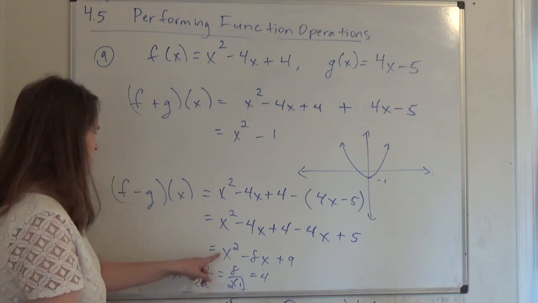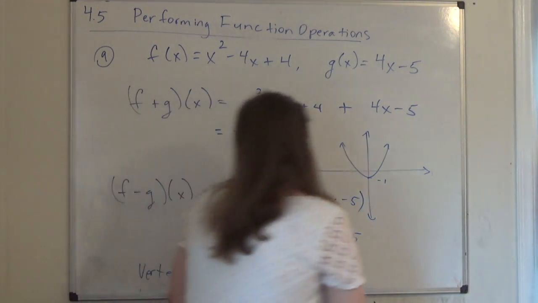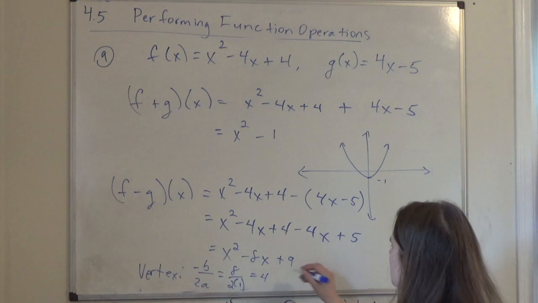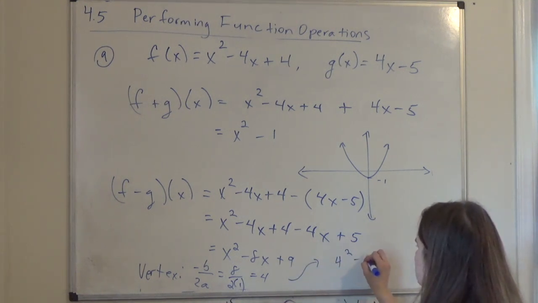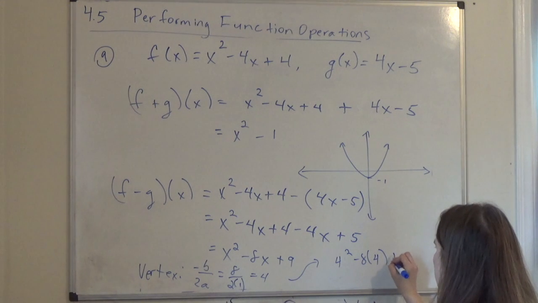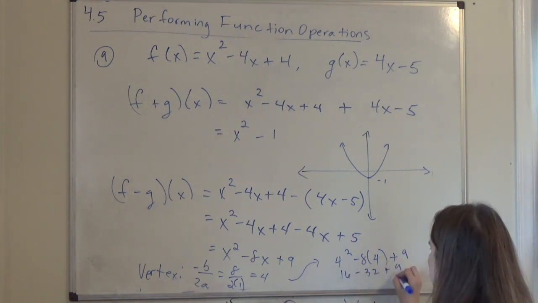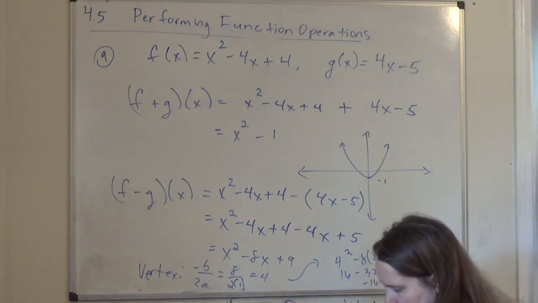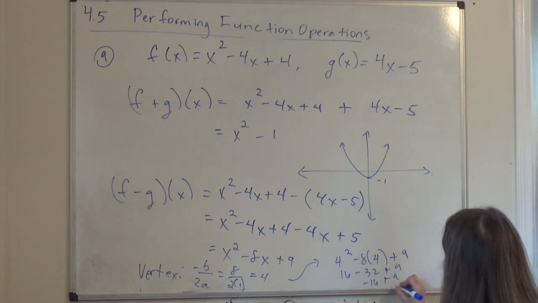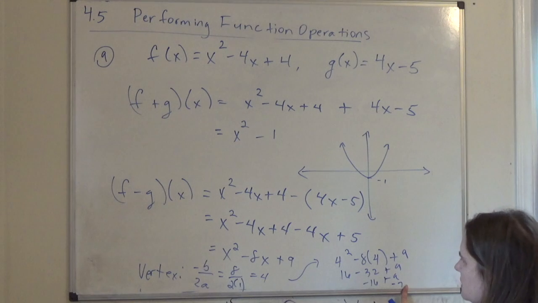Substitute 4 here for x. So substituting the 4 in here, I've got 4 squared minus 8 times 4 plus 9. 16 minus 32 plus 9. Negative 16 plus 9 is negative 7. So the vertex is 4 comma negative 7.